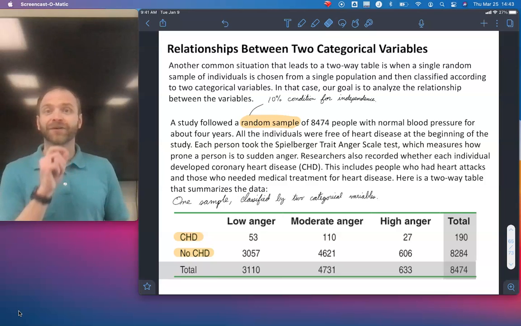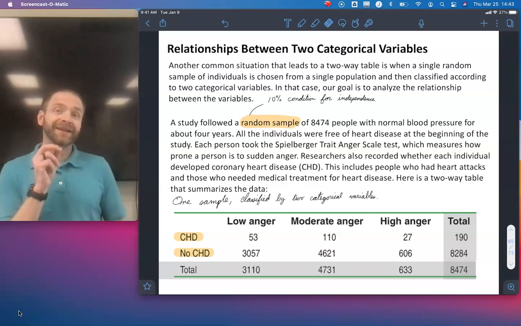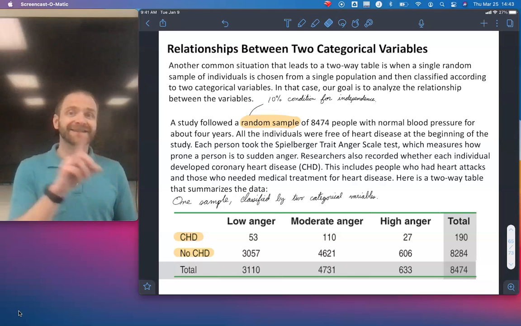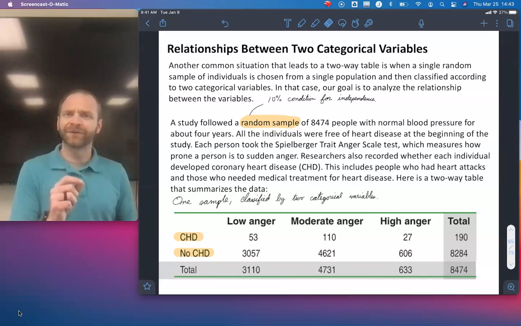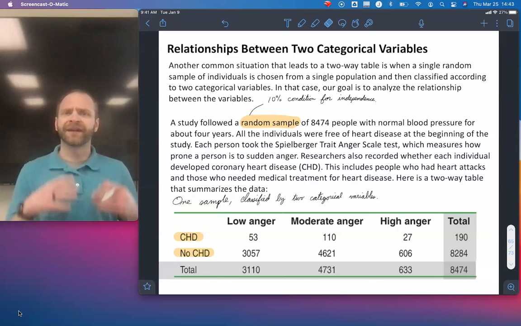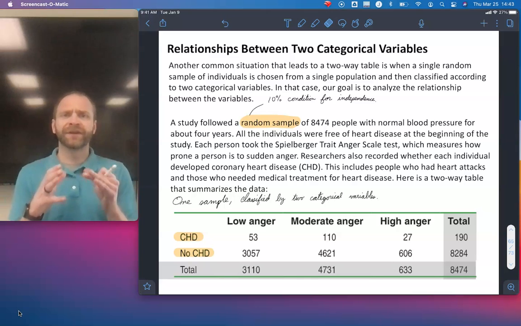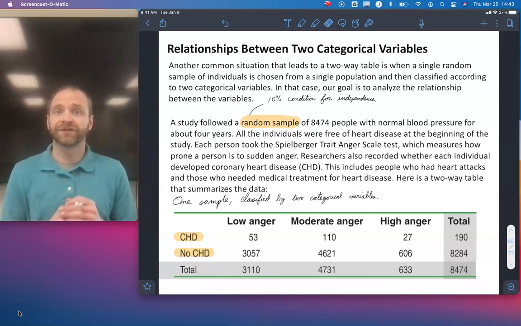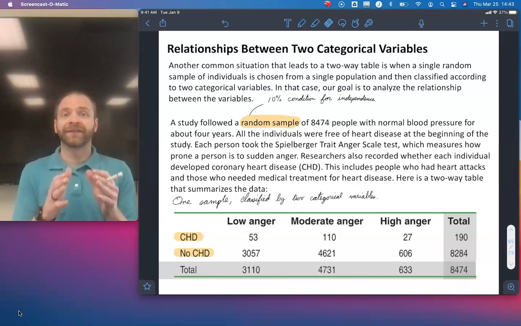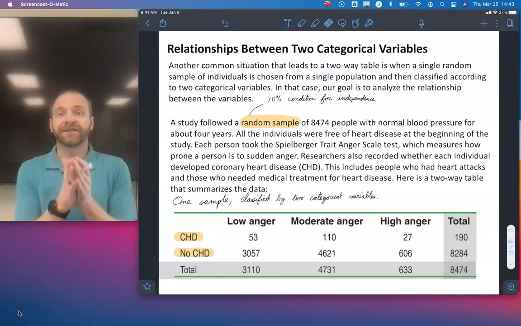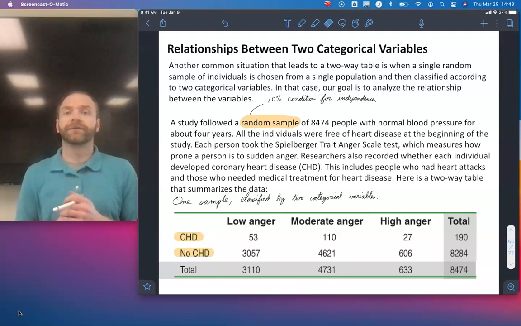Notice it says a single random sample. It's chosen from a single population. Then it's classified by two categorical variables. So that's a little bit different than what we did for our chi-square test for homogeneity. We have a single random sample of individuals chosen from a single population, and then we're looking at the distribution of it across two categorical variables.